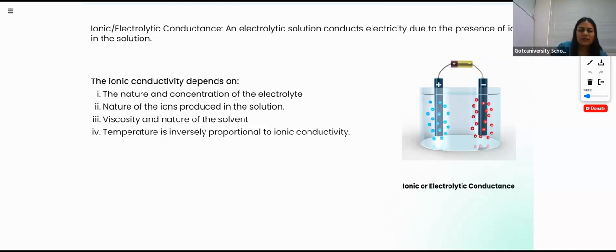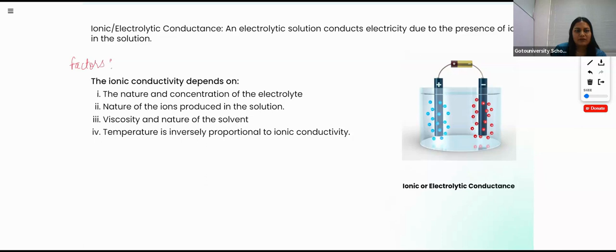So after reading this, let us move on to our next topic, the electrical conductance: the factors on which electrical conductance depends. What are the factors on which the electrical conductance of an electrolyte solution depends? It depends on four factors, the nature and concentration, which is very important, of an electrolyte. Now let us discuss them one by one.